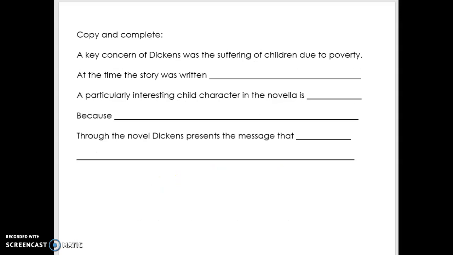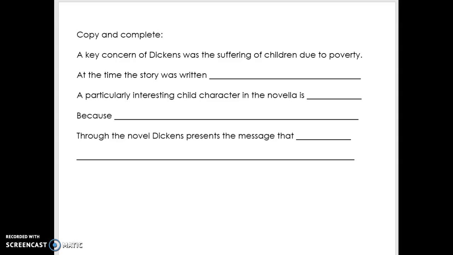Okay, all I'd like to do then to finish off this session on childhood is to copy and complete this little paragraph, please. So, a key concern of Dickens was the suffering of children due to poverty. We know that. At the time the story was written. So obviously I just want you to write a little bit in that space about what you know about how children were treated at the time.